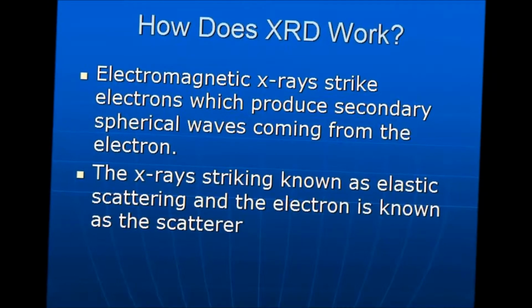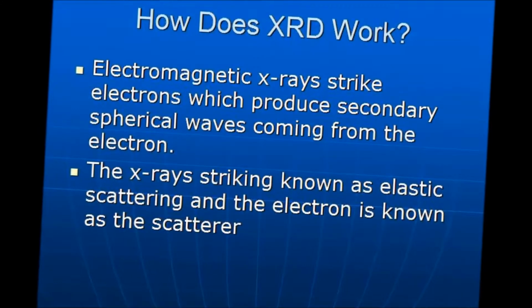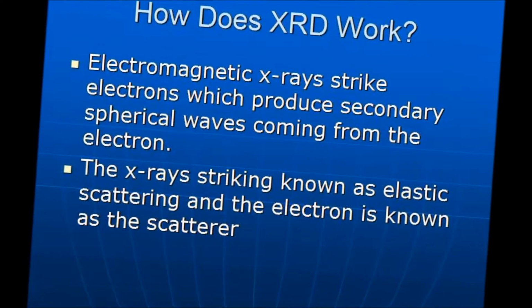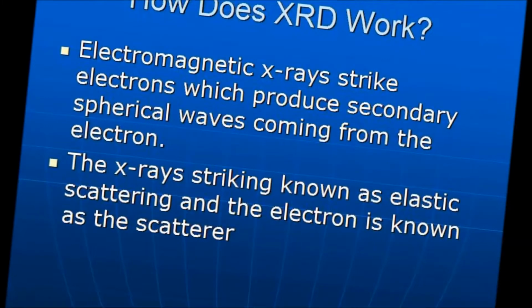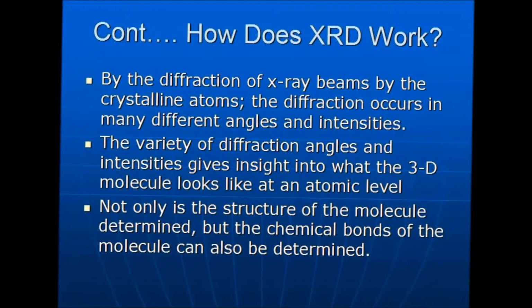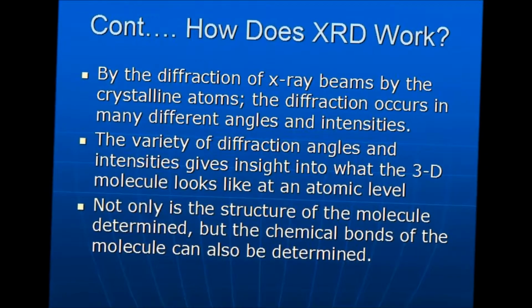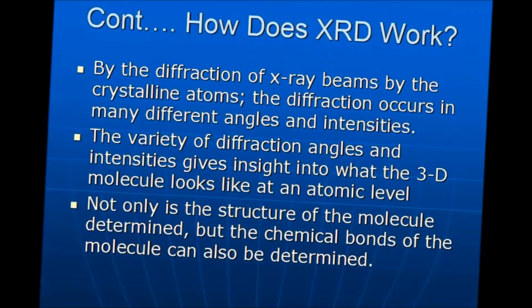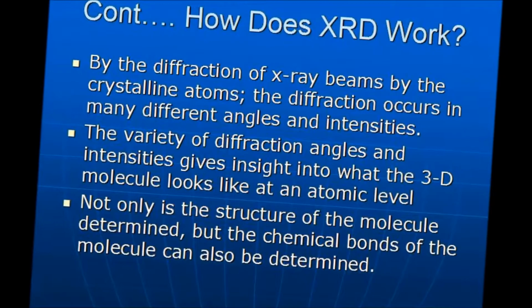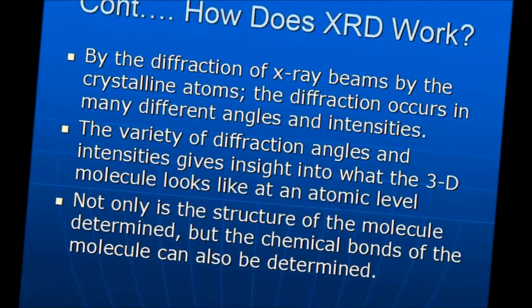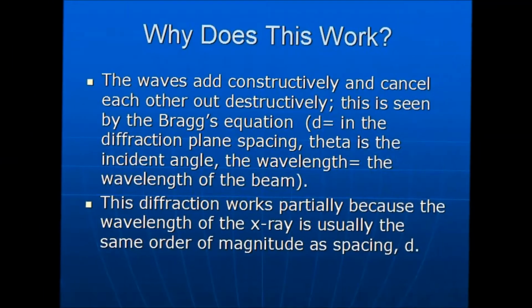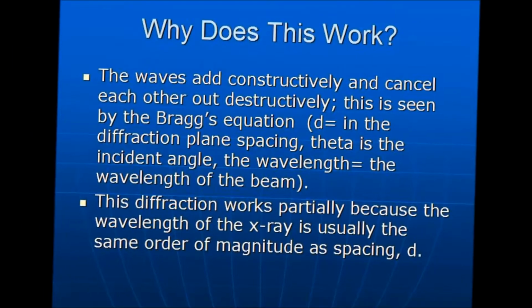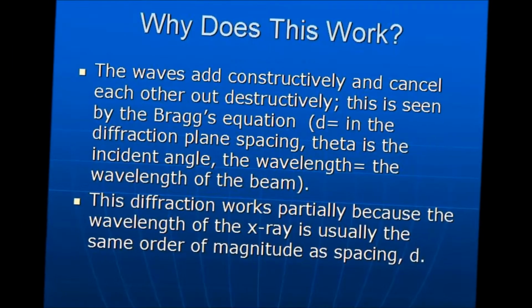How does X-ray diffraction work? Electromagnetic X-rays strike electrons, which produce secondary spherical waves coming from the electron. The X-ray striking is known as elastic scattering, and the electron is known as the scatterer. The diffraction of X-ray beams by the crystalline atoms occurs in many different angles and intensities. The variety of diffraction angles and intensities gives insight into what the 3D molecule looks like at an atomic level.